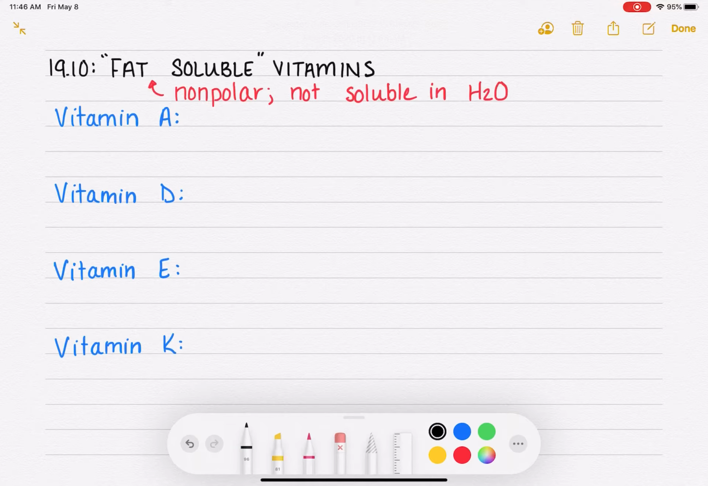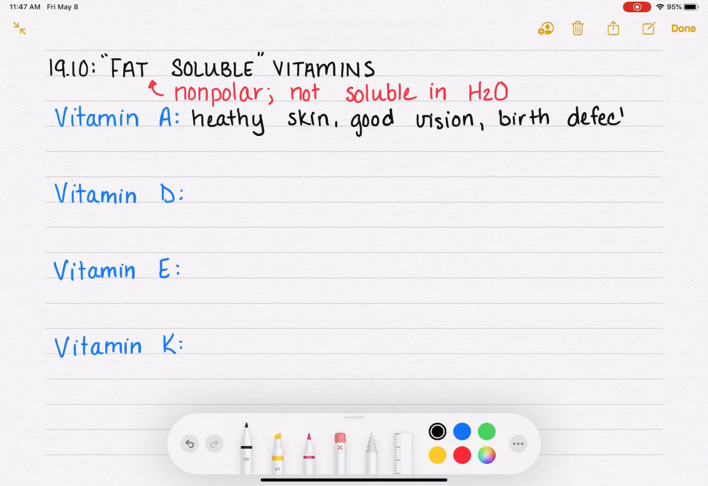What we are going to talk about for each of these 4 vitamins is just sort of what role they play inside of your body. Vitamin A is associated with healthy skin. It's also associated with our vision. And it does have some connection to birth defects. So deficiency can be associated with birth defects.